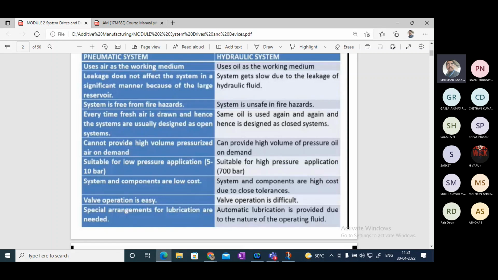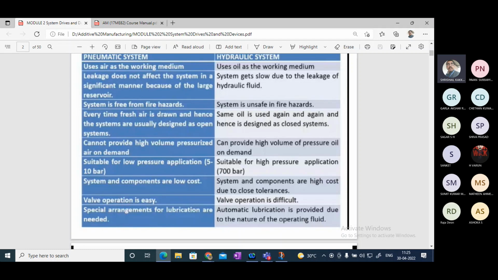Hydraulic system. Pneumatic systems are quite suitable for low pressure applications, and hydraulic systems are suitable for high pressure applications. The components of pneumatic systems are relatively low cost compared to hydraulic and electrical systems, and hydraulic systems are costlier compared to electrical and pneumatic systems. Valve operation is easier in a pneumatic system. It is quite difficult in hydraulic systems.